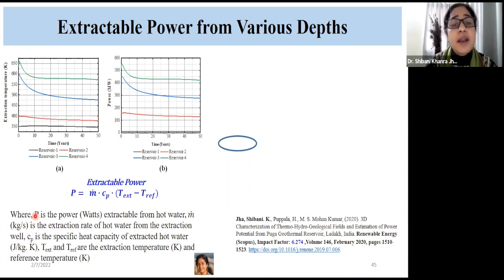So we have identified 4 different depths, designated as reservoir 1, reservoir 2, reservoir 3, and reservoir 4. And then it was found what the feasible extraction temperature is from these different depths and the corresponding power, which again depends on the extraction temperature. So 4 different reservoirs indicate 4 different depths. As you can see, reservoir 4 indicates the highest power extraction, which is at the highest depth. So this power can be calculated from this. The entire simulation and study was required to get this extraction temperature.